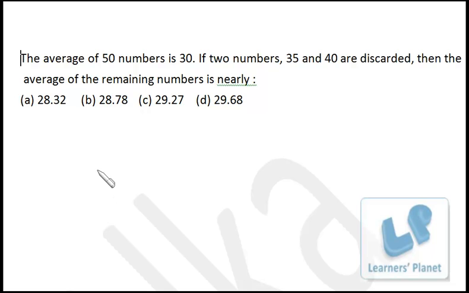Now the average of 50 numbers is 30. If two numbers, 35 and 40, are discarded, then the average of the remaining numbers is nearly what? The total of 50 numbers is 50 into 30, 1500. We are discarding two numbers, 35 and 40, so the total we are discarding is 75. If two numbers are discarded, the remaining numbers will be 48. So the new average will be 1425 by 48.